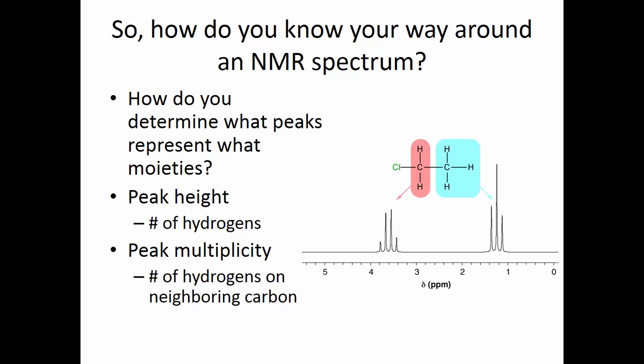How do you determine what peaks represent what moieties? So you do a couple of things. You look at the peak height, that gives you an idea of what the number of hydrogens are, and the peak multiplicity, the number of hydrogens on a neighboring carbon. And this is probably not the best example because even with what you see here, you don't know that this is a chloride, but you know it's not a hydrogen anyway. You could be given a little more information to let you know that this is a chlorine, but you don't have to worry about that for the final. We're basically dealing in hydrogens and carbons here.